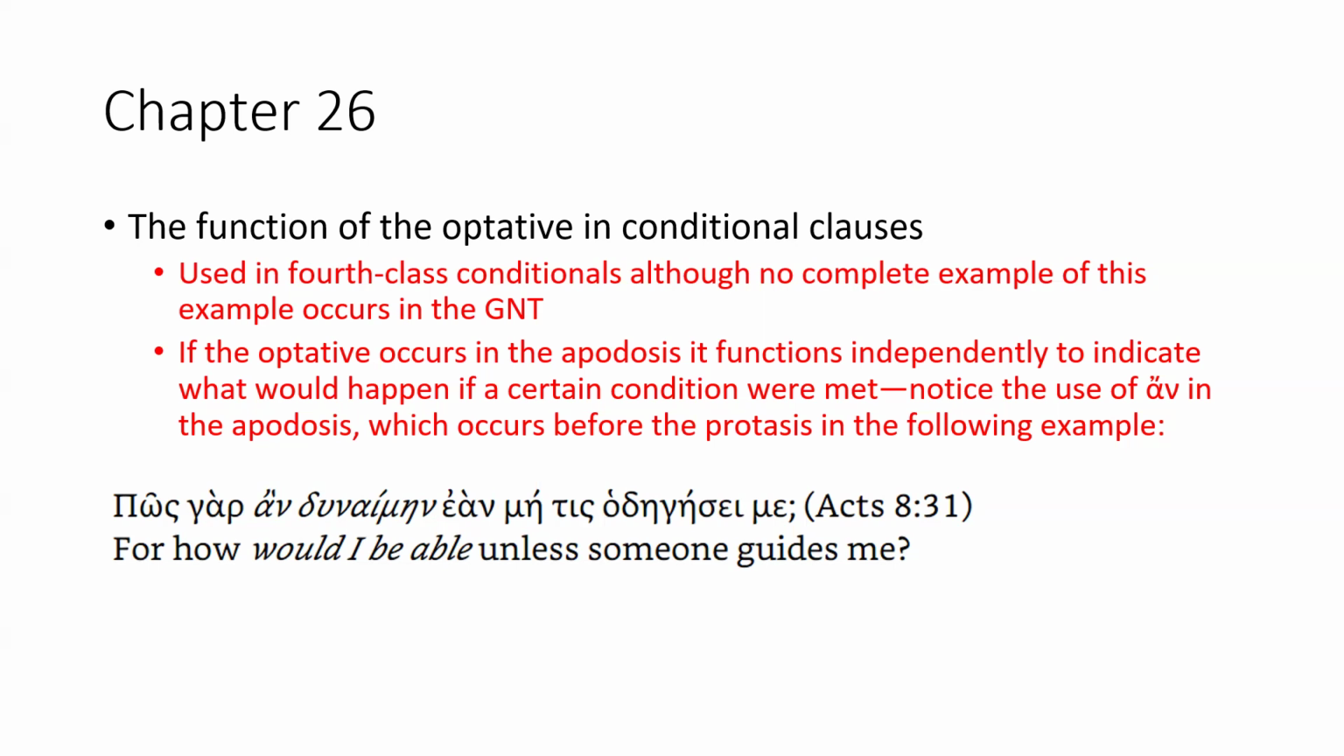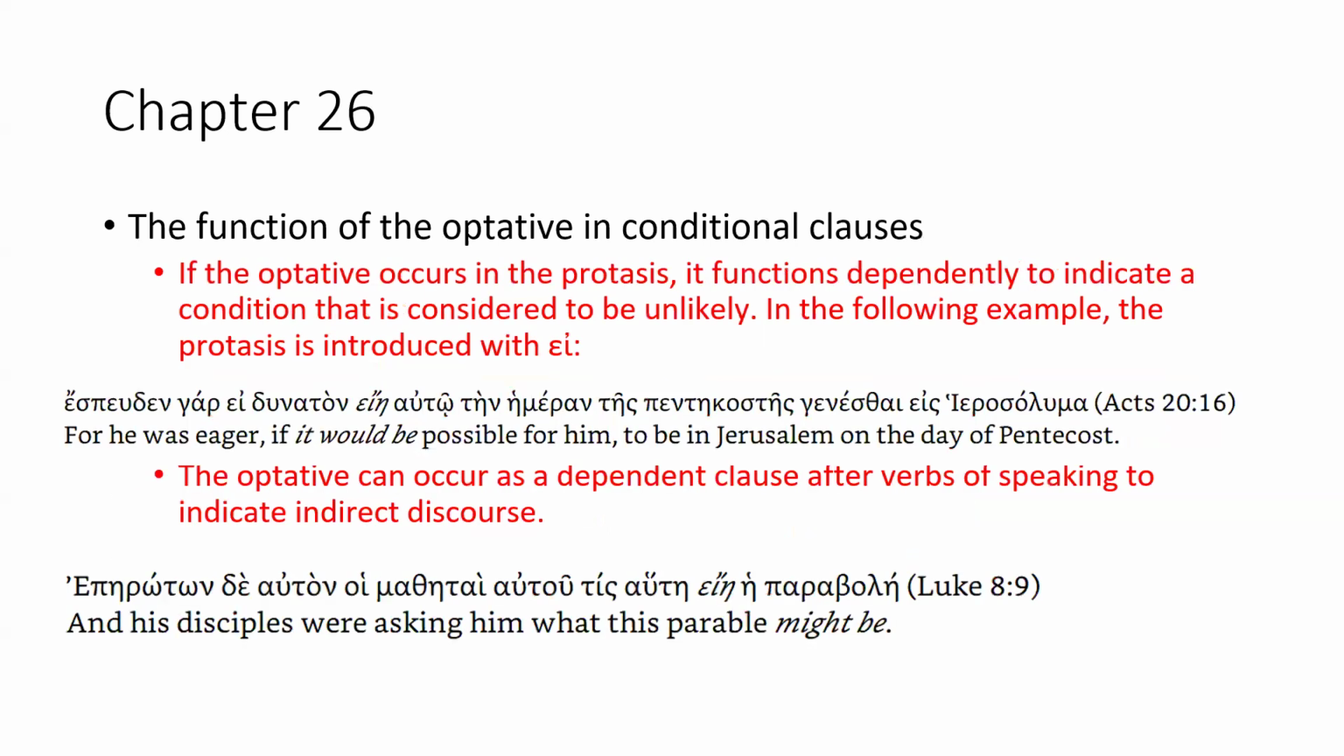Pōs gar an dunaimēn ean mē tis hodēgēsei me? For how would I be able unless someone guides me? So the apodosis occurs first in this example, and the optative form follows the particle an.